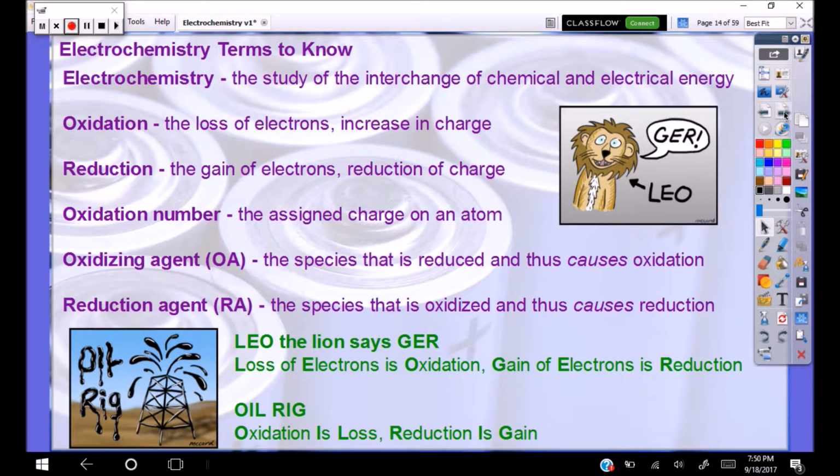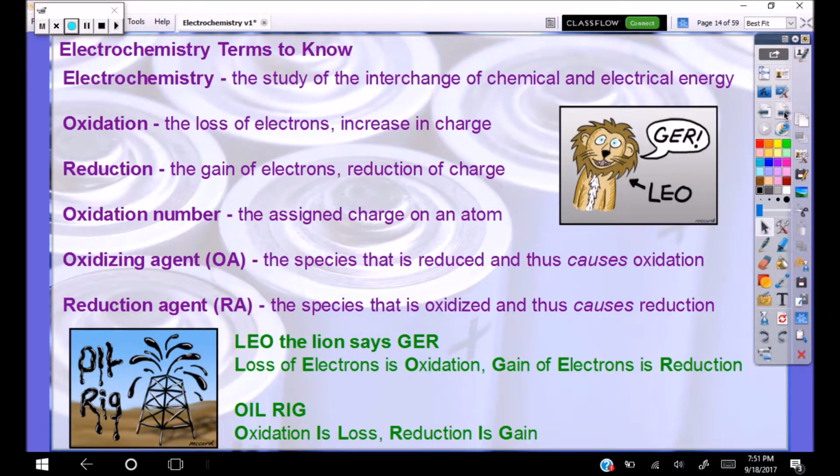Okay, here are the terms to know. I'm going to go through these fairly quickly, but I highly suggest pausing at some point to write these down. We have electrochemistry. What is electrochemistry? Electrochemistry is the study of the interchange of chemical and electrical energy. What that really means is we're studying the flow of electrons. So electrons are moving during our reactions, and we're trying to figure out how many moles of electrons, and where they're going.